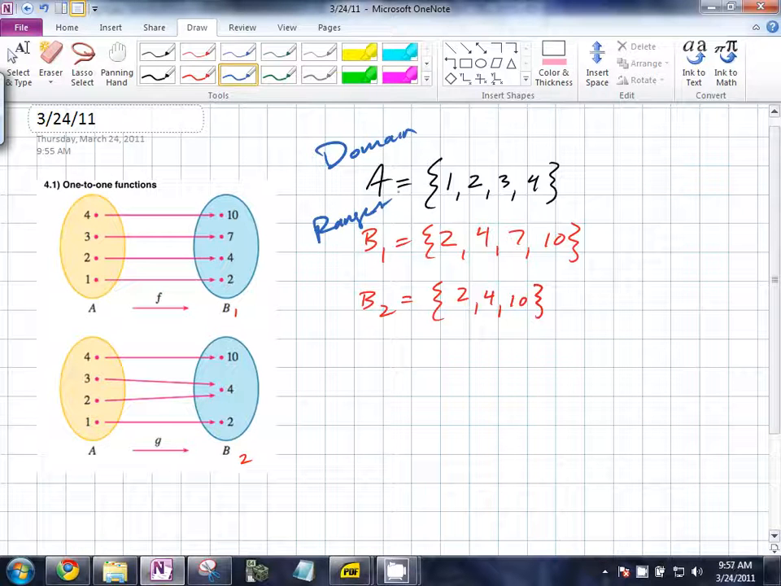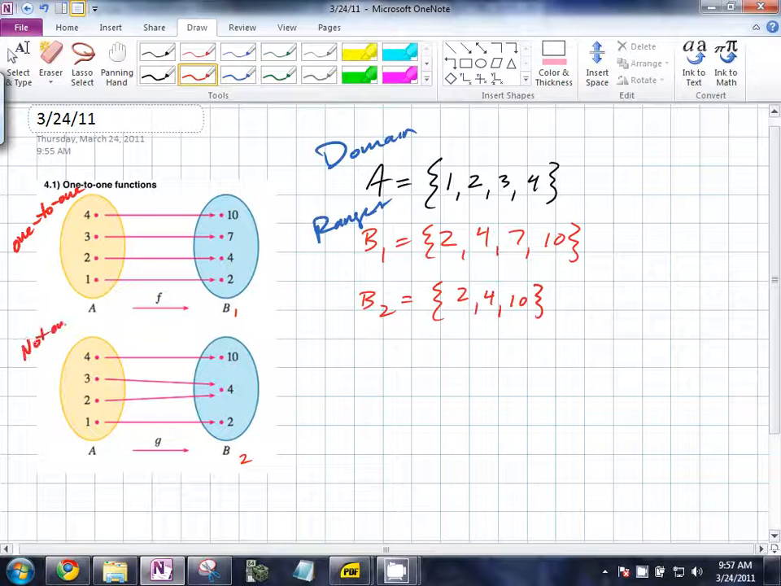Are both of these functions one-to-one? Is one of them one-to-one? Is one of them not one-to-one? I haven't told you what the definition is, but do you want to take a guess here? What do we think? We think this one is one-to-one? What about the second one? It's 2 to 1. That's nice.